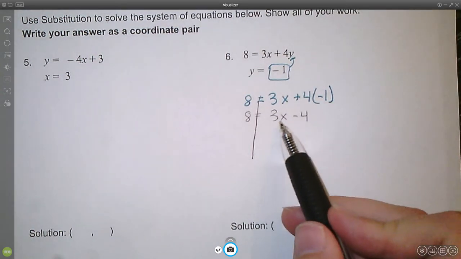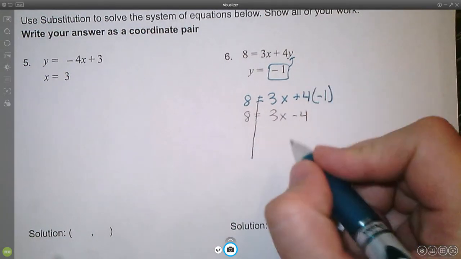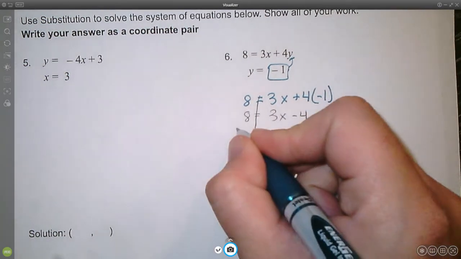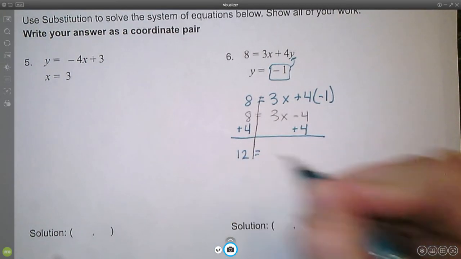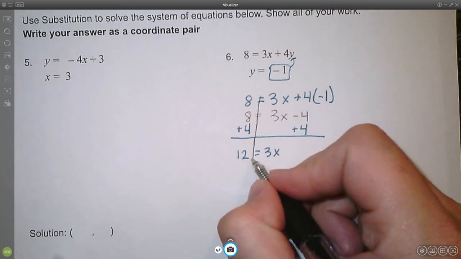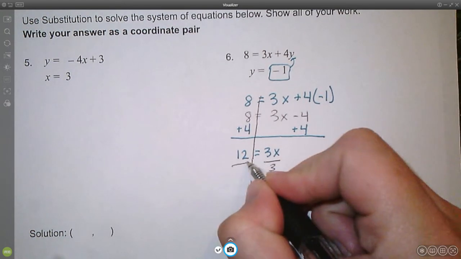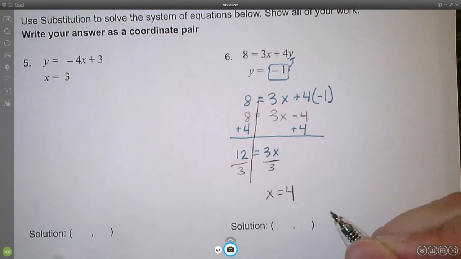Our x's are actually already on the right-hand side, so we're going to move our other numbers to the other side. So we're going to add 4, and we get 12 equals 3x. Go ahead, divide both sides by 3. We're going to end up with x equals 4.